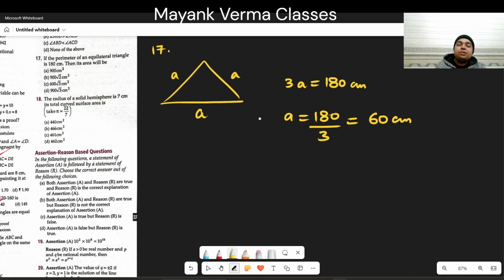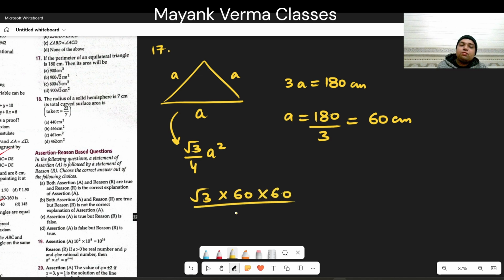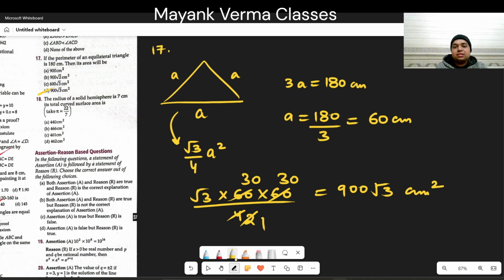Now remember, the area of an equilateral triangle is root 3 upon 4 a square. This is the formula which we need to remember. So root 3 times 60 into 60 upon 4. So 2 2s are 4, 2 30s are 60, 2 1s are 2, 30 again, 30 into 30 is 900 root 3, and it will be centimeter square. So option D will be the correct option in this case.